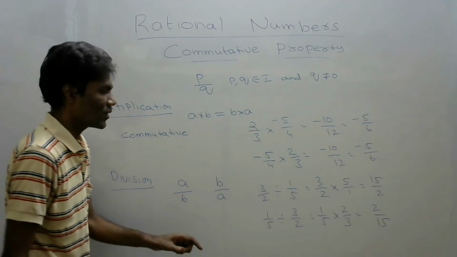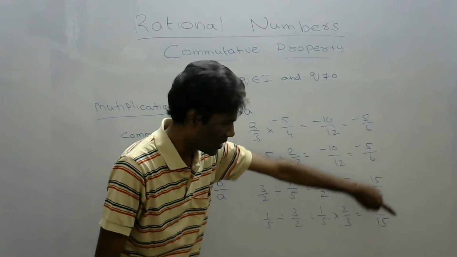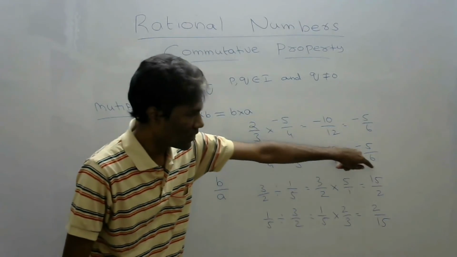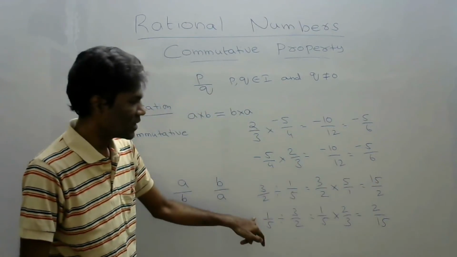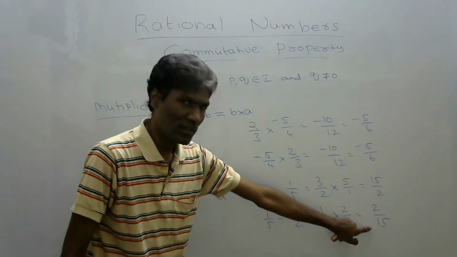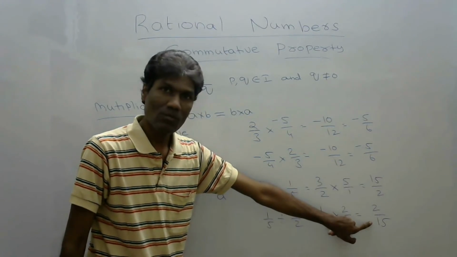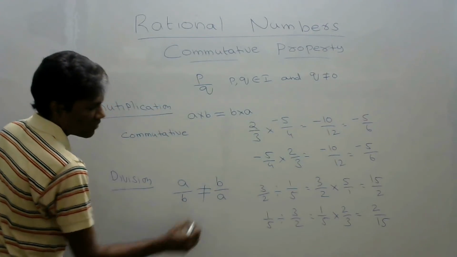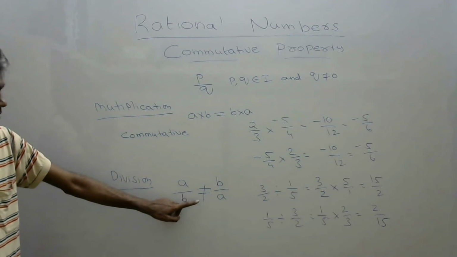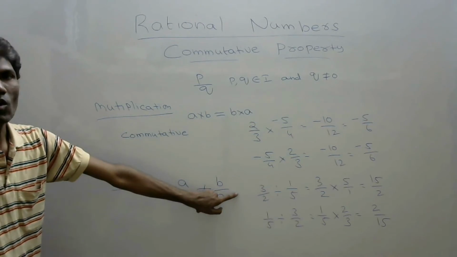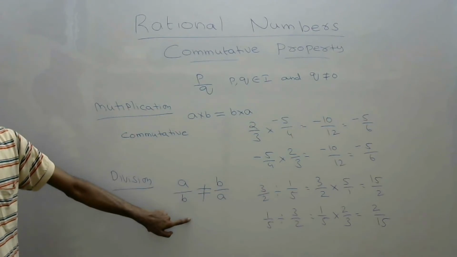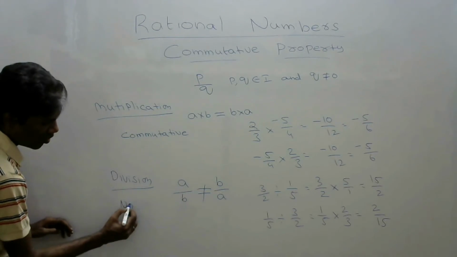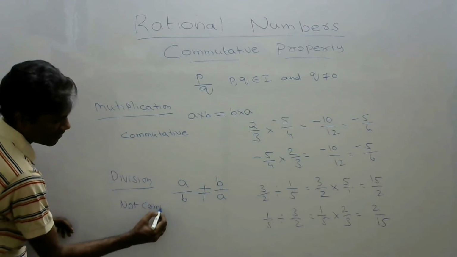Now, we need to see whether these two are equal or not. A divided by B is 15 by 2 we got. B divided by A we got it as 2 by 15. Are these two numbers same? No. So, A by B is not equal to B by A. Here it is not equal. So, this is not commutative. So, division is not commutative.